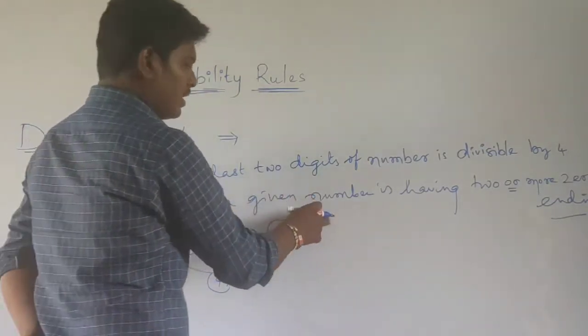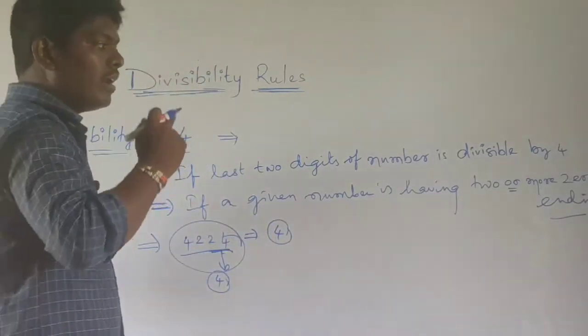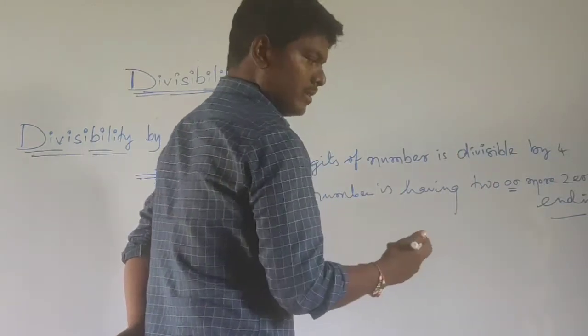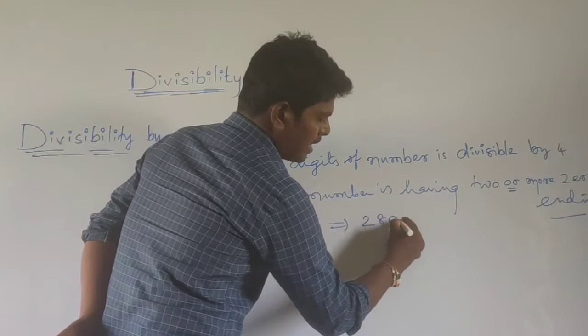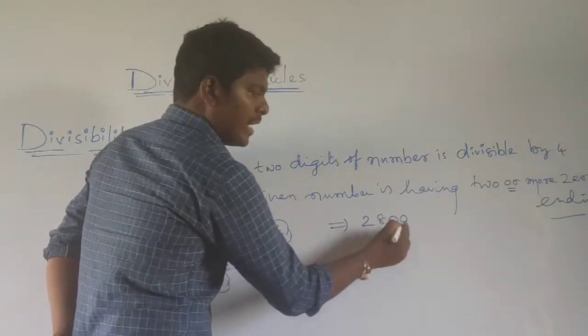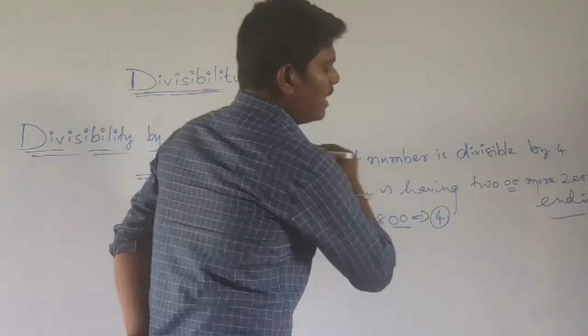We have one more rule. If any number has 2 or more zeros at the ending, we take one example: 2800. At the ending we have 2 zeros. So definitely this number is divisible by 4.